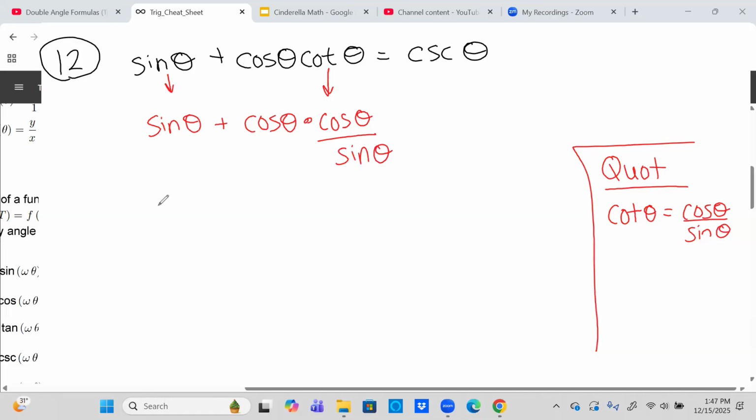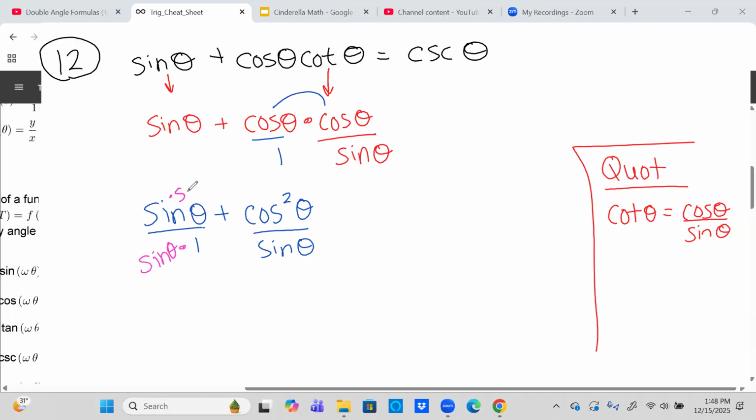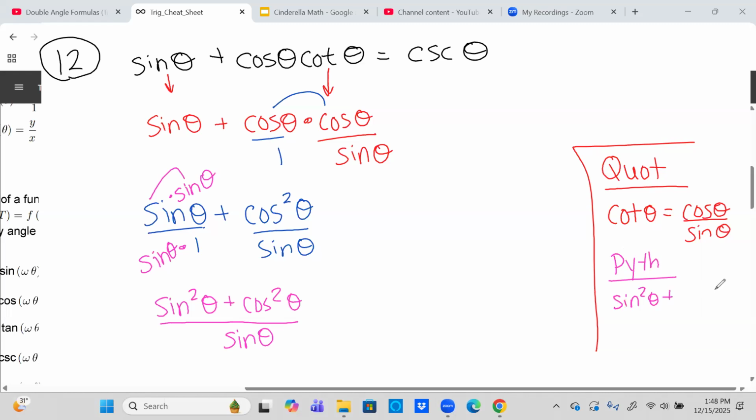Okay, so now we have sine plus cos times cos would be cos squared over sine. This is invisible 1. We need a common denominator, so we'll invite sine, top and bottom. Sine times sine would be sine squared plus cos squared all over the denominator of sine, because that was our common denominator. Pythagorean identity, sine squared plus cos squared is 1. So the top of this is 1. So we have 1 over sine.